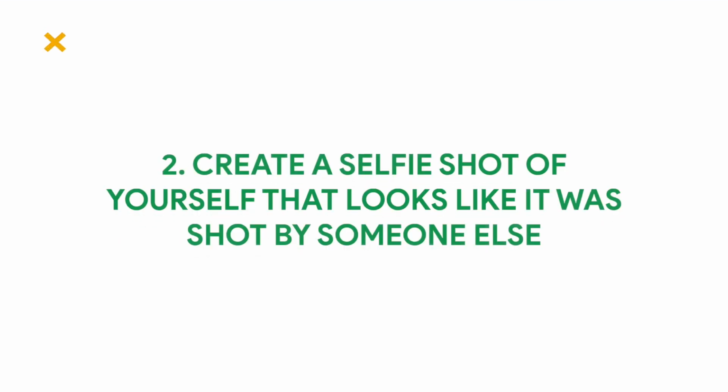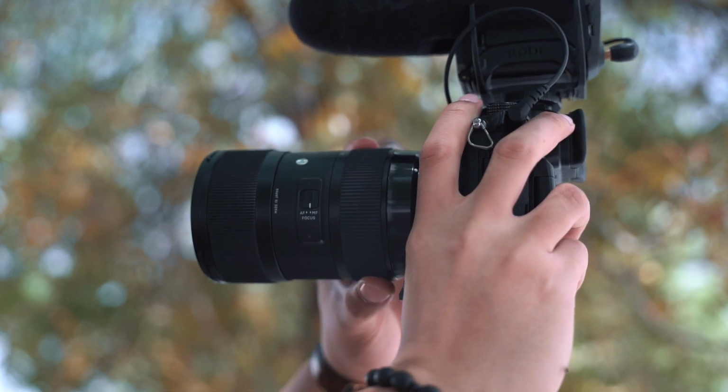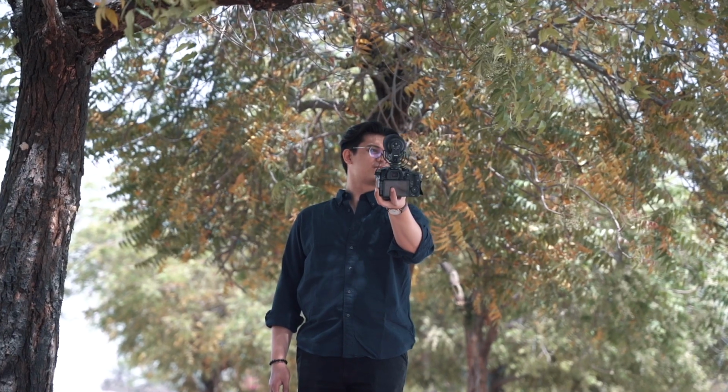Second, create a selfie shot of yourself that looks like it was shot by someone else. That may sound unintuitive, but the way to do it is not by zooming out, but rather by zooming in so that your selfie arm doesn't show. Then you can move the camera around without looking into it. This is a B-roll that works really well between transitioning from when you're behind the camera to when you're in front of it.